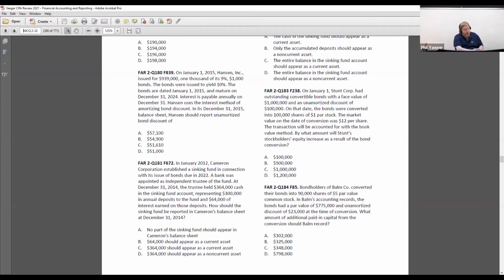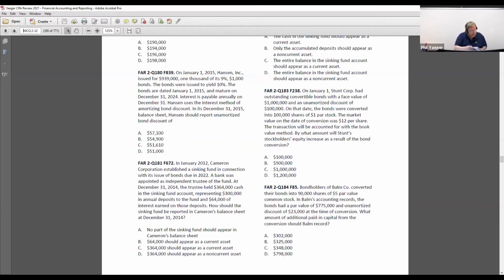So if we have bonds payable $1 million, less the 100,000 gives you a carrying value of the bonds of 900,000, and our common stock is what? 100,000. What's the plug to make the entry balance? 800,000. There's no gain or loss here. Why? Because we're doing it at book value.